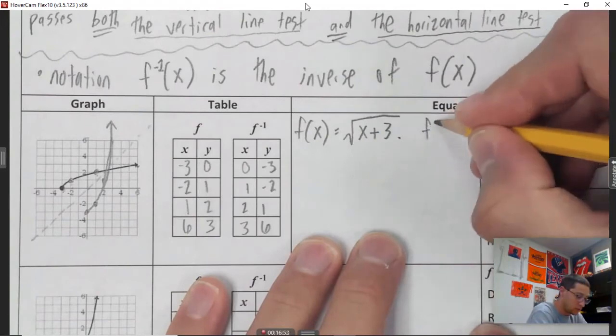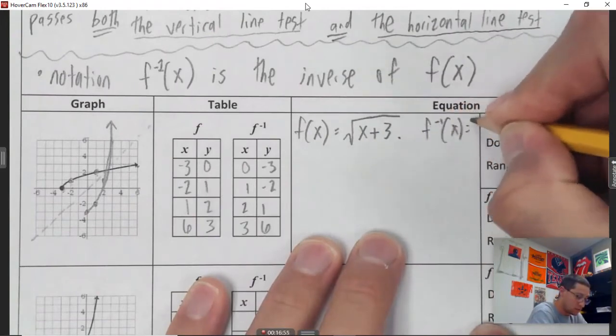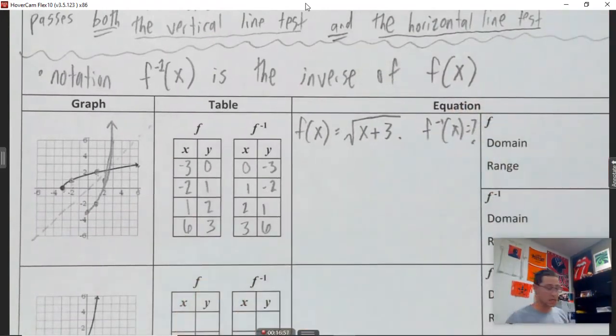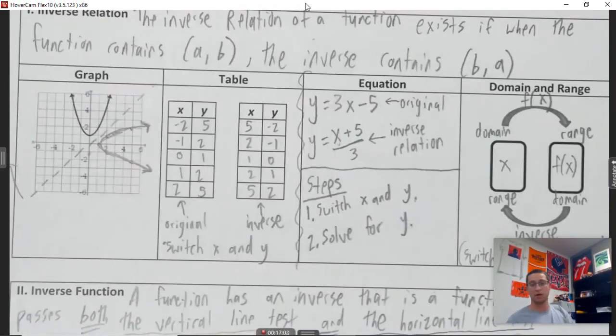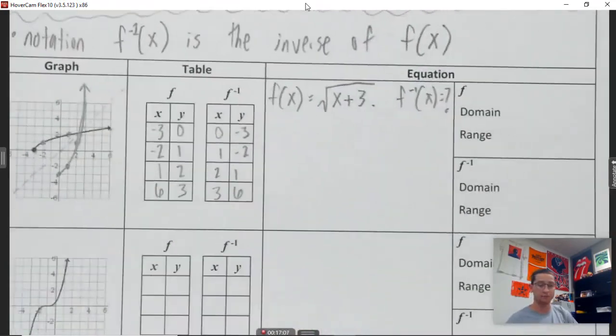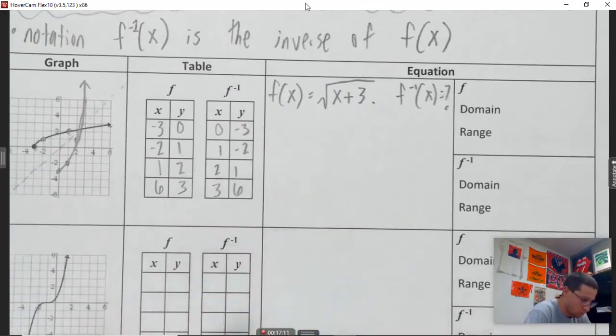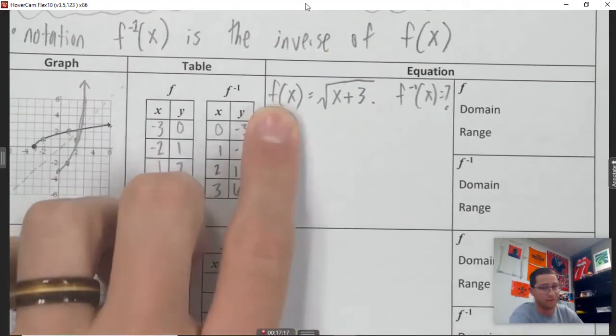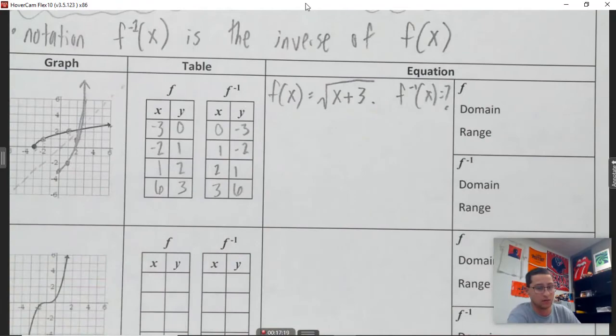So what is the inverse? In order to find it, we're going to follow those steps that we talked about up here. We're going to switch x and y, and then we're going to solve for y. So let's go ahead and do that. Now, notice it talks about y. What I like to do here is change my f of x to y, just to make our lives a little bit easier.